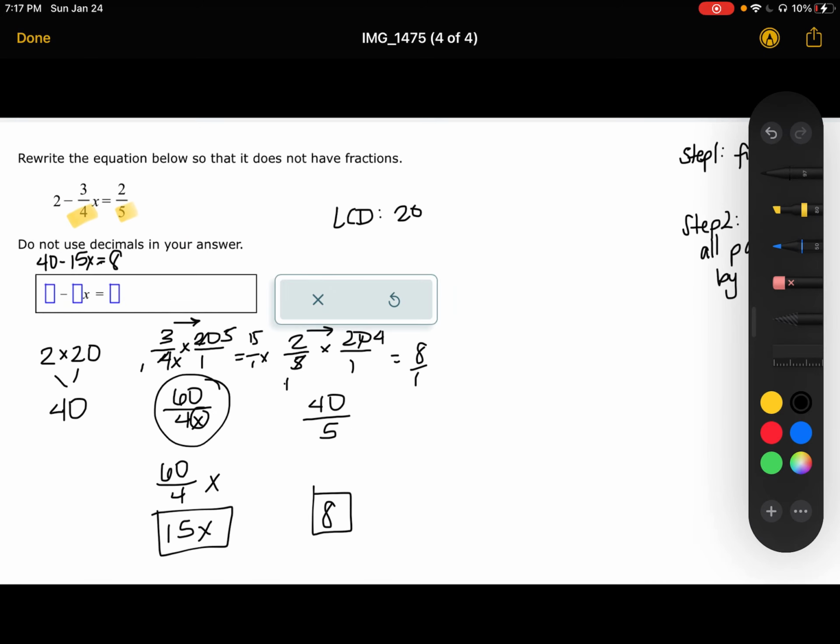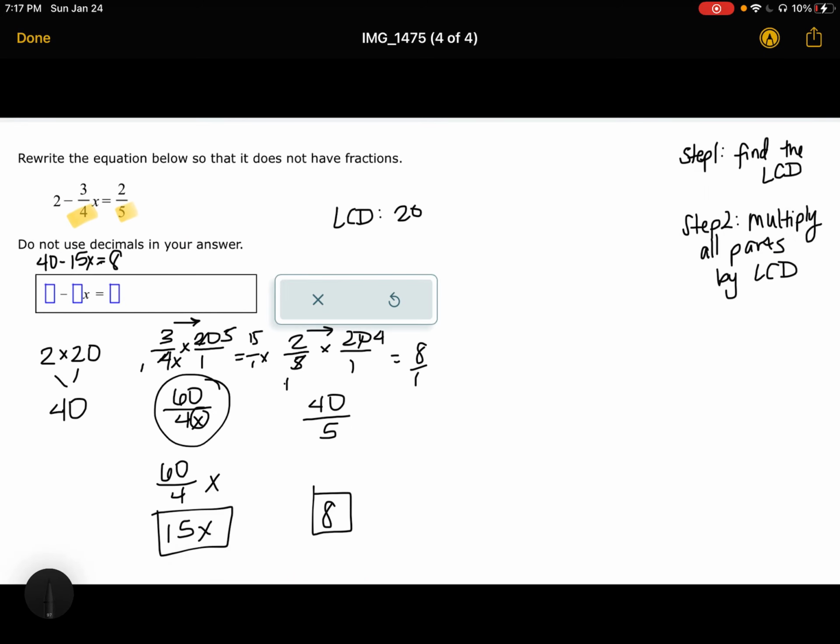So pretty simple, pretty straightforward. Find the LCD and then multiply all parts by the least common denominator. And then you should have your answer.